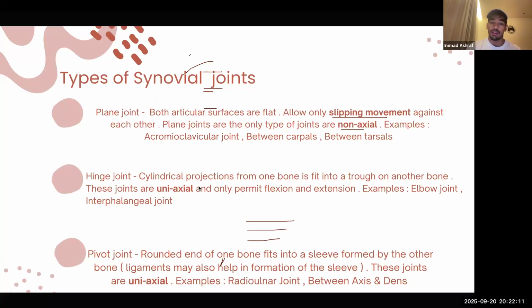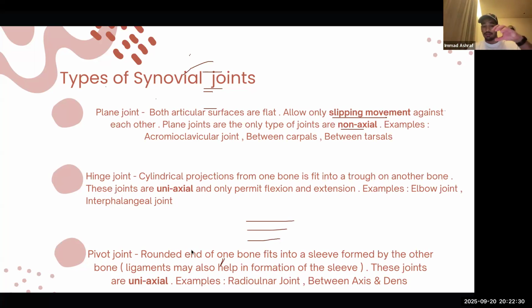By the way, you need to remember the examples of the plane joint, the hinge joint, all of this. This will probably come up as well. So the hinge joint, for example, interphalangeal, this is the hinge joint. You see, flexion, extension, flexion, extension.